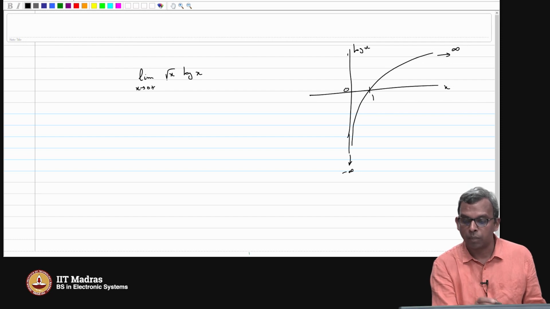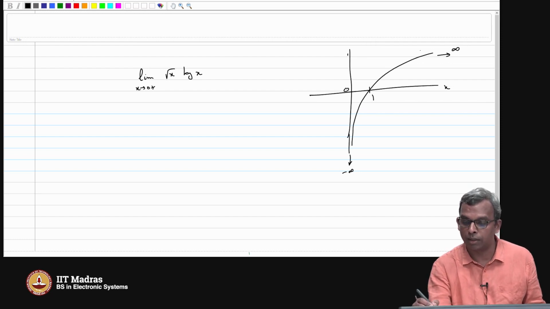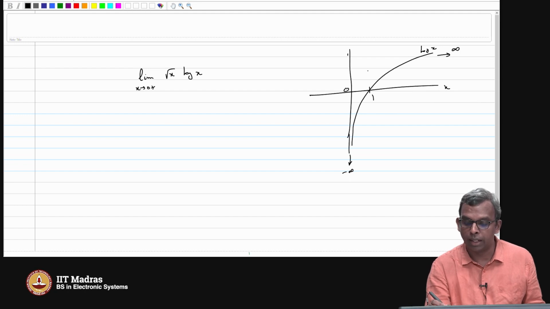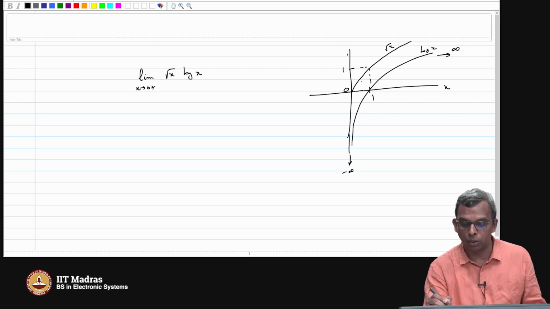So what about root x? This is log x. Root x is 0 at 0, and then it also goes to infinity, but at 1 it is 1, isn't it? So root x will go like this. Maybe I should draw it a bit differently. Root x will also go to infinity, and it will go to infinity much faster than log x. So this is root x. Here it's 1, it's irrelevant, but at 0 it is 0.